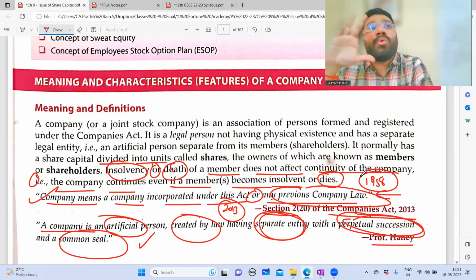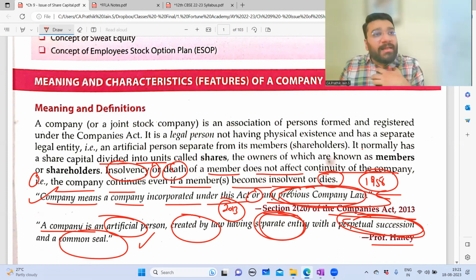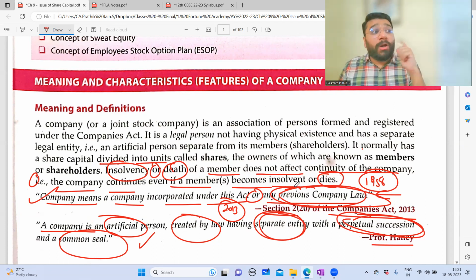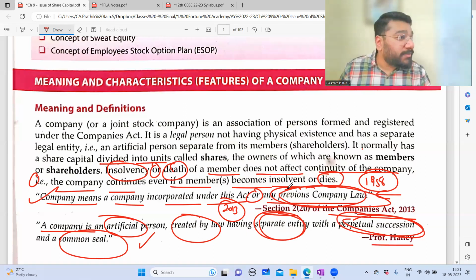Then the law said that there is no need to do any conversion. Even if you are registered under any previous company law, we will consider you a company only, and you can continue as it is. But the rules and regulations that will be applied will be of 2013. Though you are registered under the old law, from now onwards the rules and regulations you will follow are those of 2013.